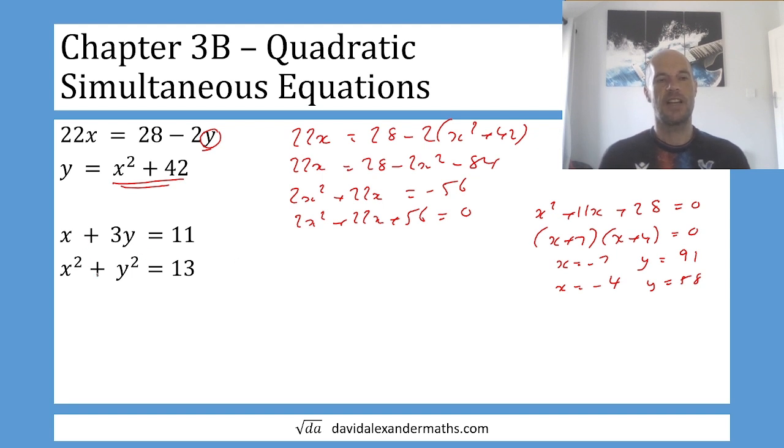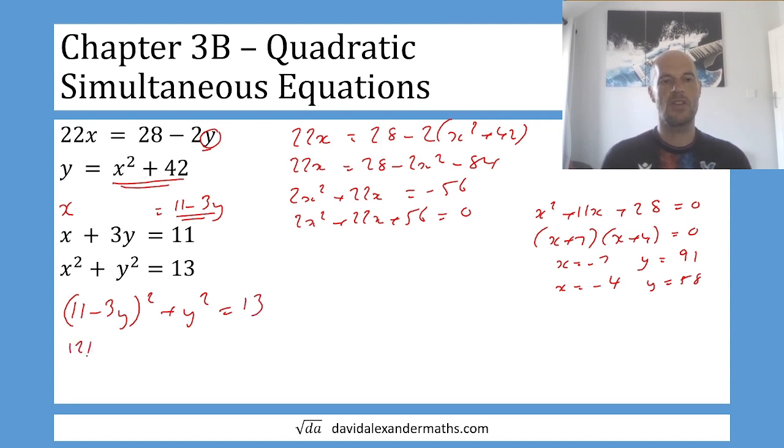Okay, so for this final example here, it's much easier for me to make x the subject than it is to make y the subject. So x is 11, take away 3y. So if x is 11 minus 3y, then x squared is going to be 11 minus 3y all squared. So I'm substituting some y's for some x's. So let's continue with this equation. Plus y squared equals 13. Let's expand the brackets. 121 minus 66y plus 9y squared plus 1y squared is 13. So 10y squared minus 66y plus 121 equals 13.